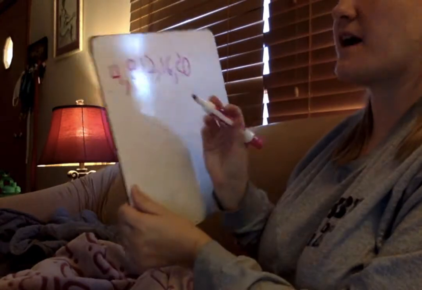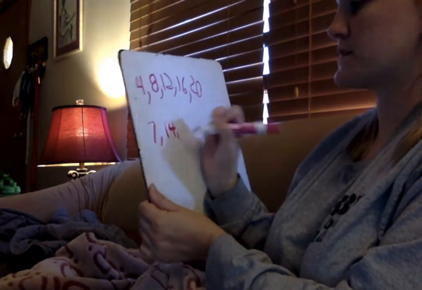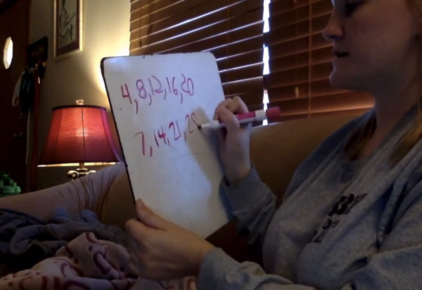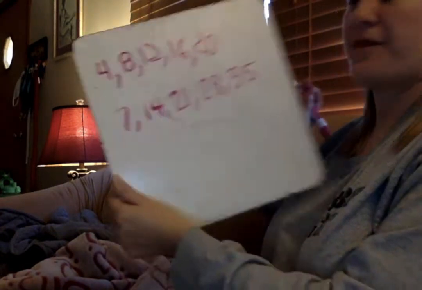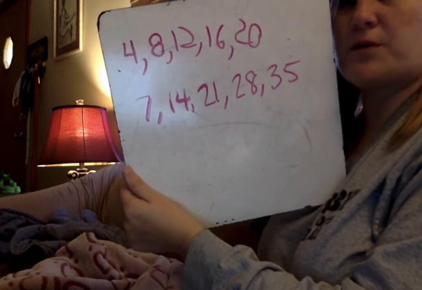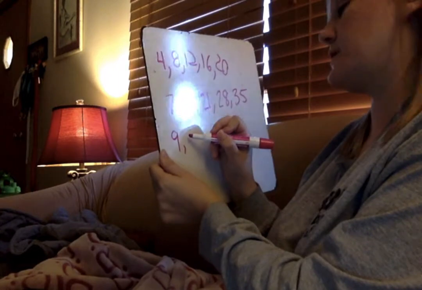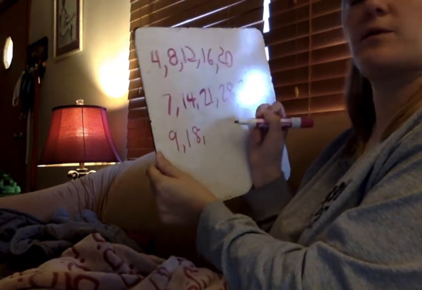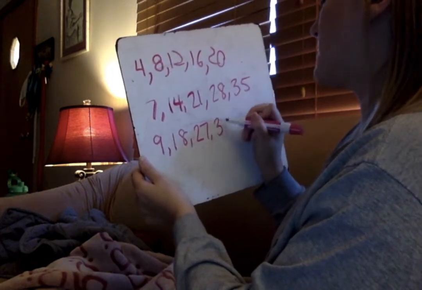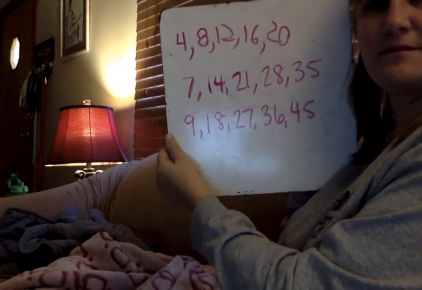All right. First 5 multiples of 7. So 7 times 1 equals 7. 7 times 2, 14. 7 times 3, 21. 7 times 4, 28. And 7 times 5, 35. There you go. First 5 multiples of 9. First one would be 9. 9 times 1 equals 9. 9 times 2 equals 18. 9 times 3 equals 27. 9 times 4 equals 36. And 9 times 5 equals 45.